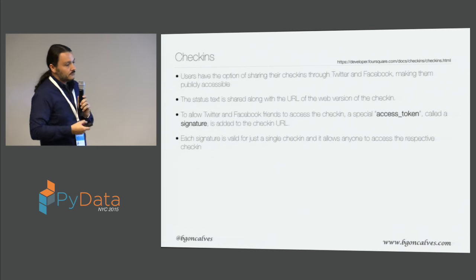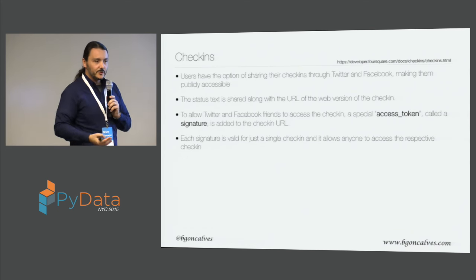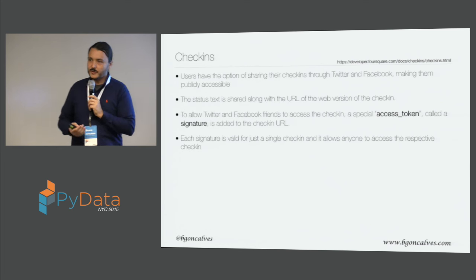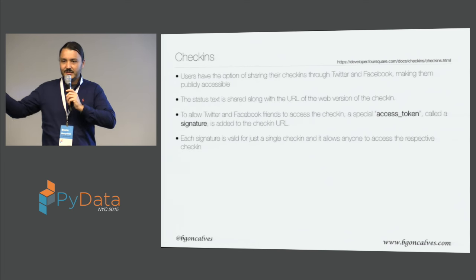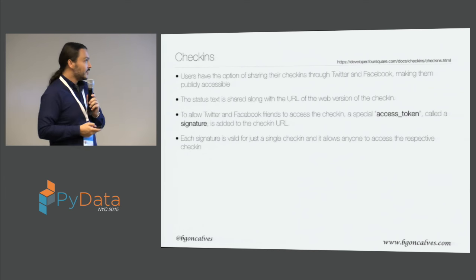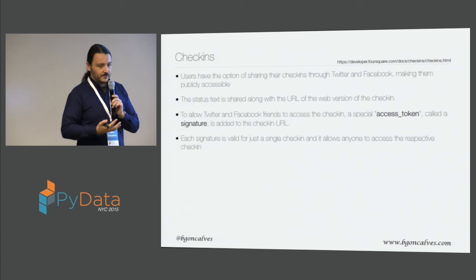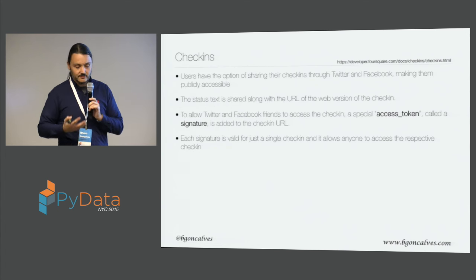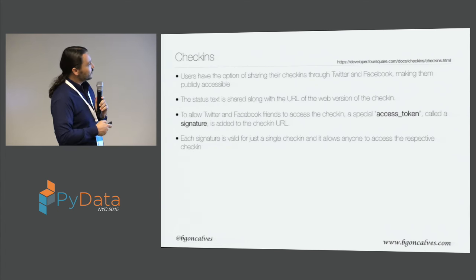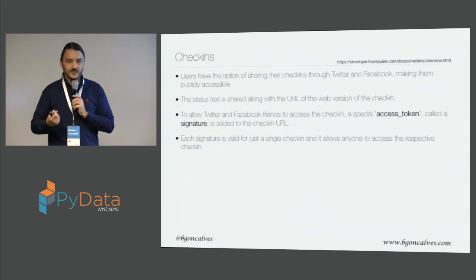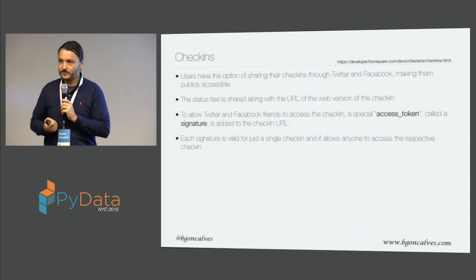So of course, everybody wants privacy, but not too much privacy. And in particular, people like to show off and basically tell their friends where they are. So Foursquare somehow had to increase the privacy, but also decrease the privacy, which is kind of weird. So the way it works is users can have the option of sharing their check-ins through Twitter or Facebook, right?